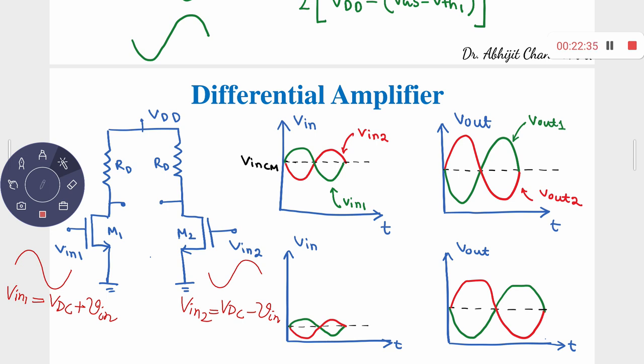Then what happens to the right hand MOS, this M2, riding on the same DC level but with the opposite signal? Your input is something like that, the red one, Vin2. So this will be the output. Obviously it's nothing but a sinusoidal signal. If you take this green minus red, how does it look like? This green minus red will look something like that. Yes or no? Now, if I call this difference V dash, then what about this difference?